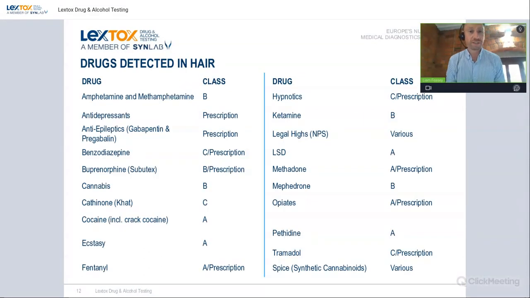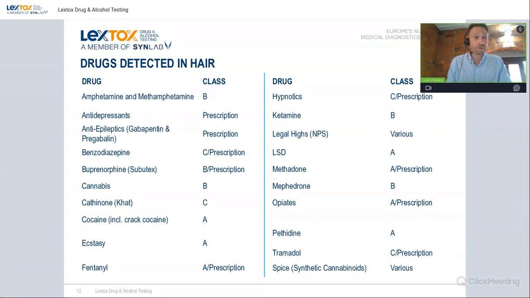So this slide is there to give an indication of the compounds that we can detect in hair. I'm not going to go through every single drug group, but what I will say at this point is that the test that we do is very sensitive and specific. So if we find a particular drug in the hair, then it can only be that drug and it can't be anything else. For example, cocaine. If we find cocaine in the hair, it can only be cocaine and it can't be any other compound.